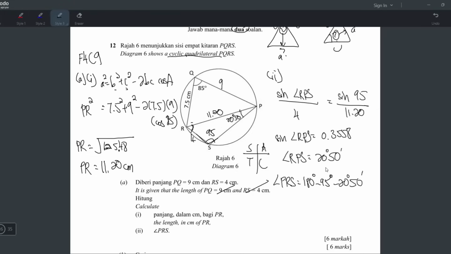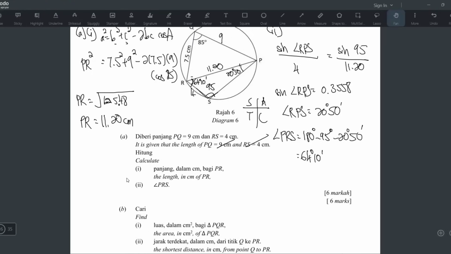All right, you're gonna get 64 degree 10 minutes. And then you can label it here also. Okay. Every time new information comes in, make sure you label it inside because you might use it for the next question. All right, what about B1?